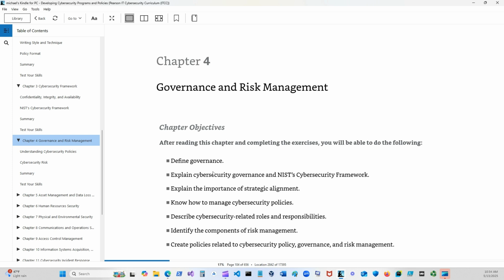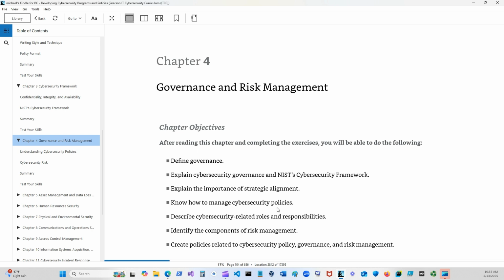Guidance and risk management, okay? Define governance, explain cybersecurity governance in these cybersecurity frameworks, explain the importance of strategic alignment. Now, this is where I was talking about this. You need to have your strategic alignment. Okay, this is going into what we need to focus on. What is our strategy? Okay, per company, per organization. One size doesn't fit all.